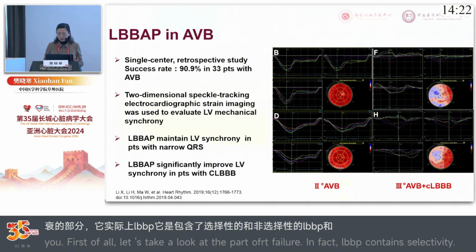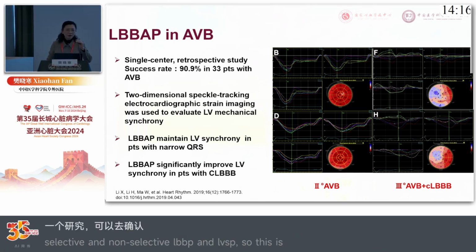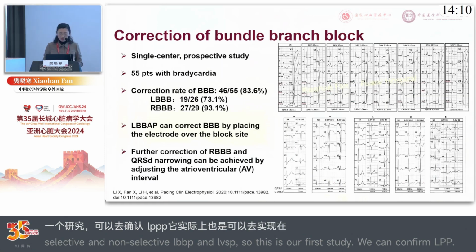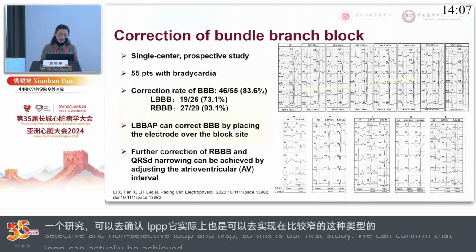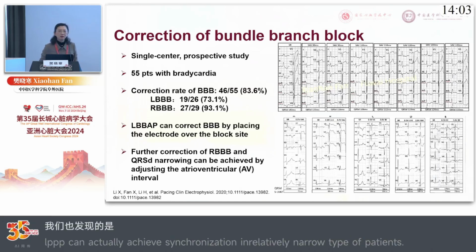This is our first study to confirm the LBBP could achieve LV synchrony in patients with narrow QRS. And we also found the LBBAP could correct the bundle branch block, like the left bundle branch block and also right bundle branch block.